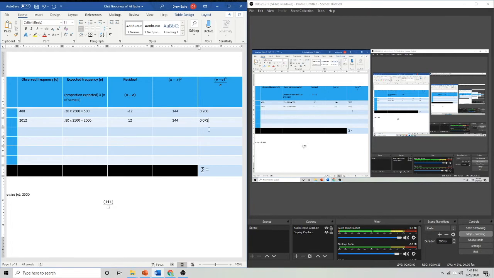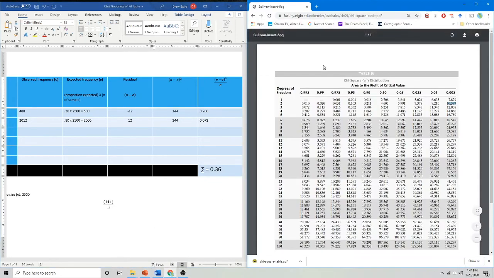0.072 plus 0.288, that gives you a summed end result of 0.36. So there's our chi-square number. So let's see if it is statistically significant or not. So go back to our chi-square table. Once again, we're going to do 0.05.